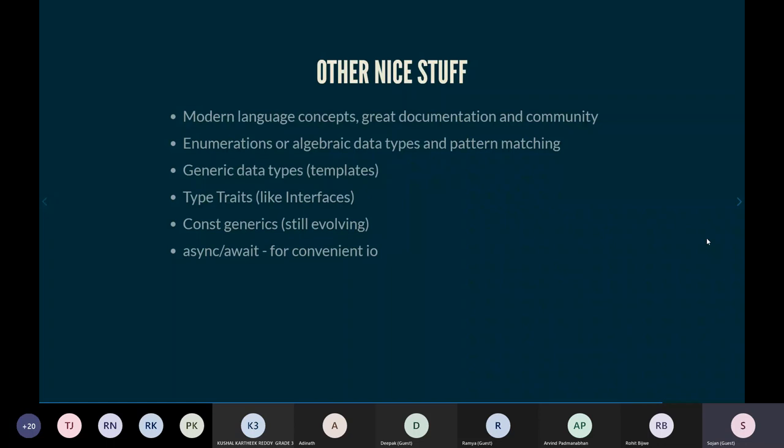So async await keywords are part of the language itself, and there are very powerful libraries built to take advantage of this to write asynchronous code. Very good for networking, for IO, and so on. There's a powerful macro language built in, so you can do some fantastic stuff with this macro language.